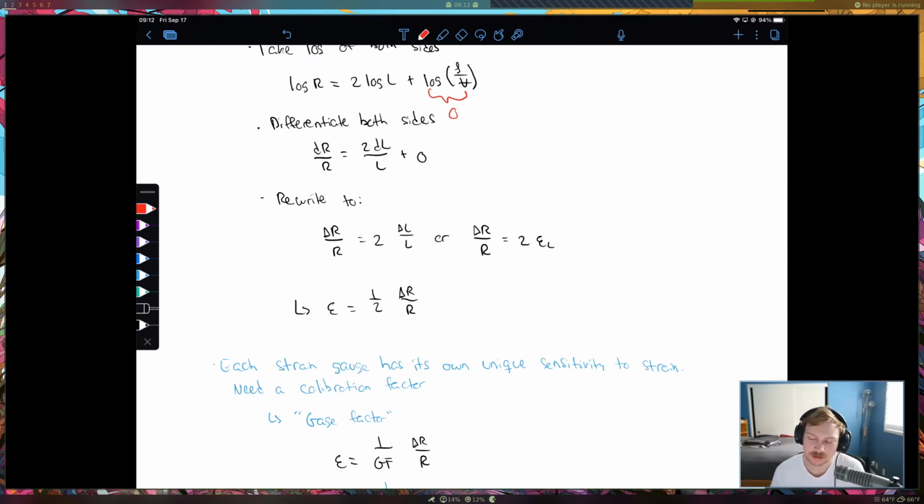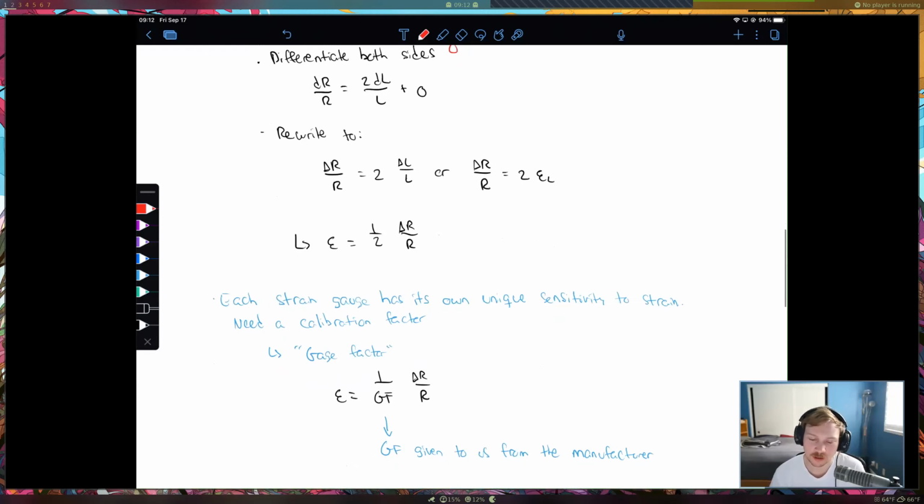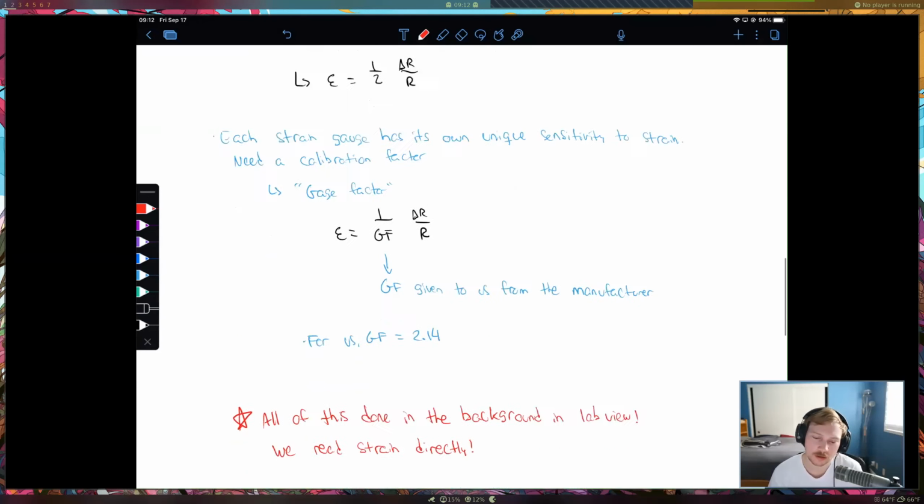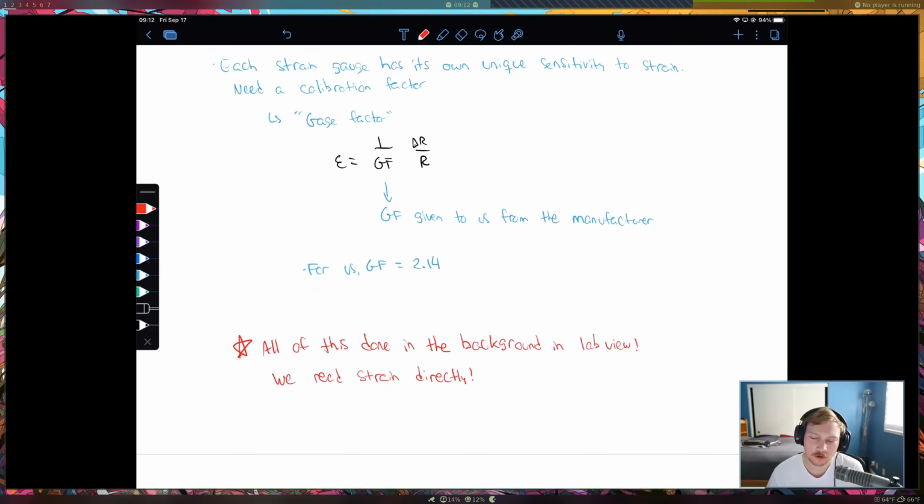Each strain gauge has a different sensitivity to strain, so we have a calibration factor, or a gauge factor, for each unique strain gauge, and that's applied directly in the background. So our strain is going to be 1 over the gauge factor multiplied by the change in resistance over the resistance of the wires, and then we get our strain. So all the hard work is not done by us, so it's nice.